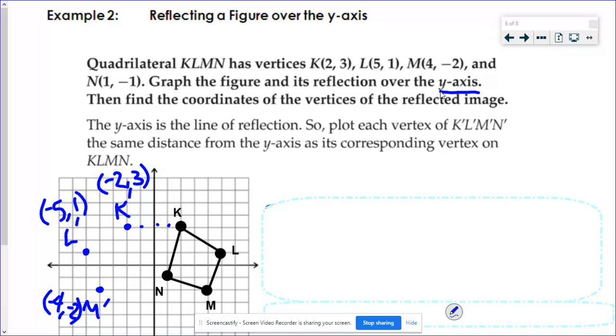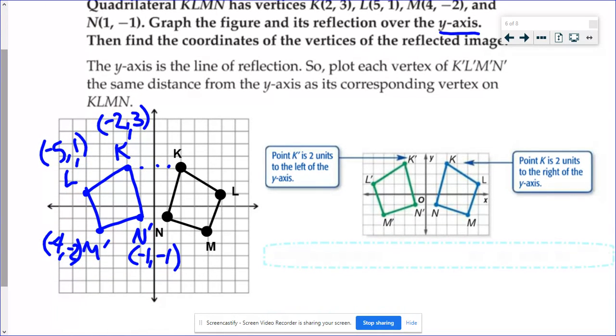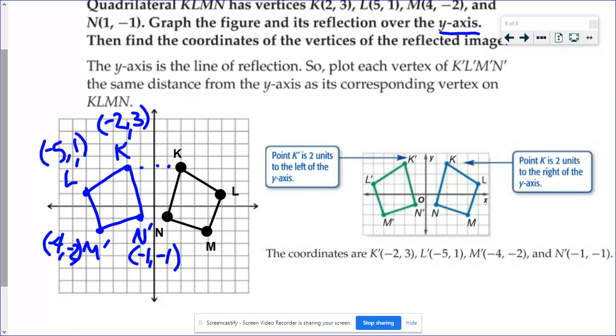A little bit messy there, sorry. And point N is 1 unit away, so 1 unit to the left is going to be N prime, and that'll be at -1, -1. Again, if this is going too fast, feel free to pause it so you can get that. And then here is the list of ordered pairs, which we already have.